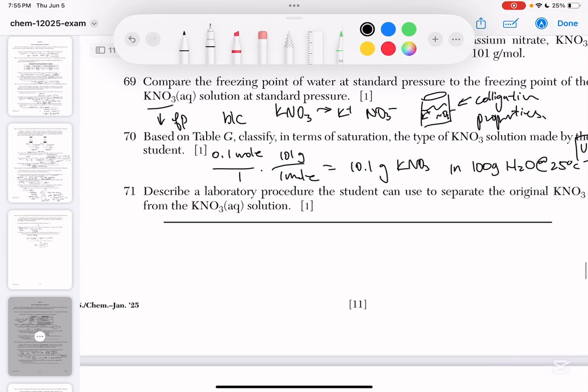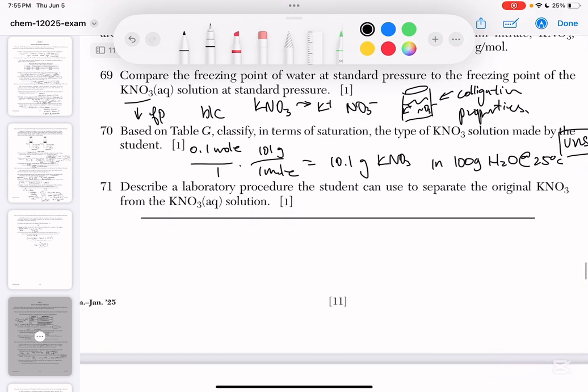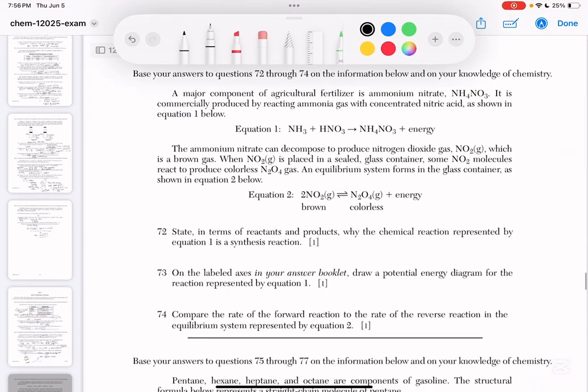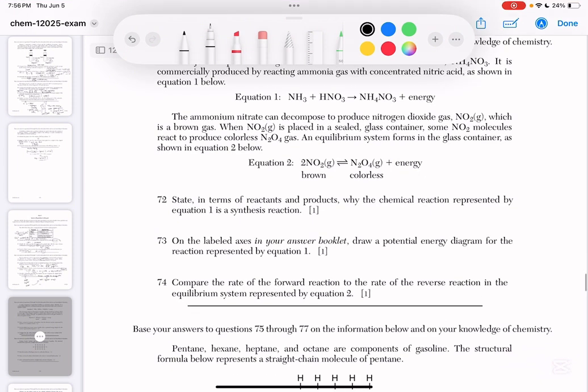Describe a laboratory procedure to separate. Okay, so you can either allow water to evaporate or just boil it so that evaporation happens faster. Since this is fully soluble, you can't filter. So the only thing you can do would be to distill, which is to boil that thing.